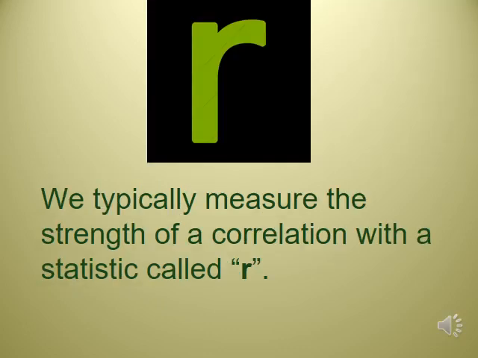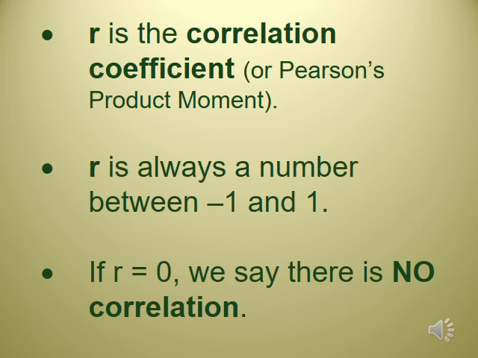How strong a correlation is can be measured using a statistic called R. R is the correlation coefficient, and it will always end up being a number that's somewhere between -1 and 1. If you have a negative correlation, you're going to get a negative value for R. If you have a positive correlation, you'll get a positive value. If R was 0, we would say that there is literally no correlation.